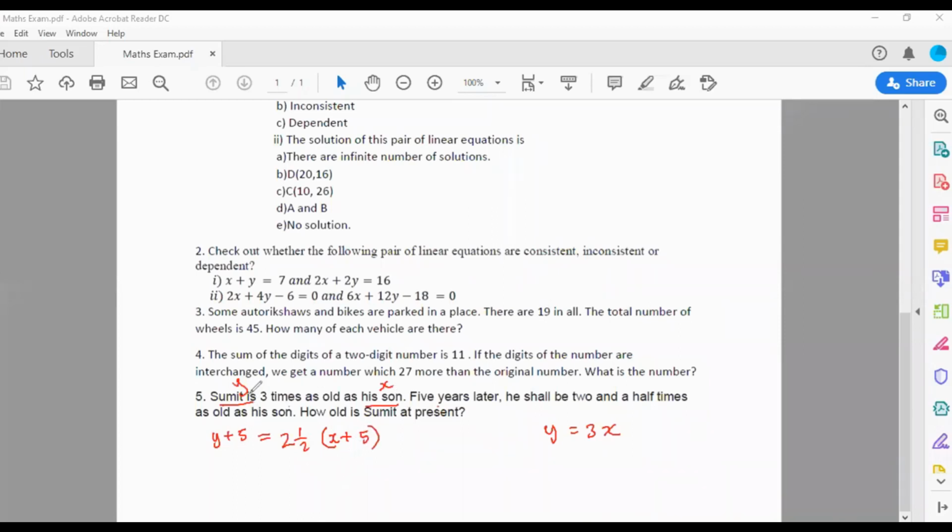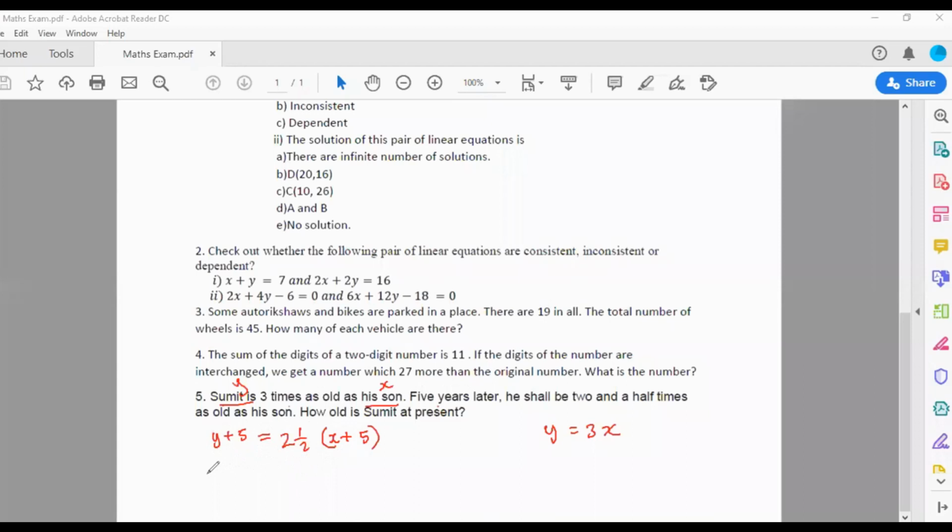y plus 5 is Sumit's age after 5 years, and x plus 5 is the son's age after 5 years. So after 5 years, the relation is that Sumit's age is 2.5 times his son's. So the equation will be like this: y plus 5 is equal to 2.5 times x plus 5. Here you can remove the half, so better you take the double. You multiply both LHS and RHS by 2.